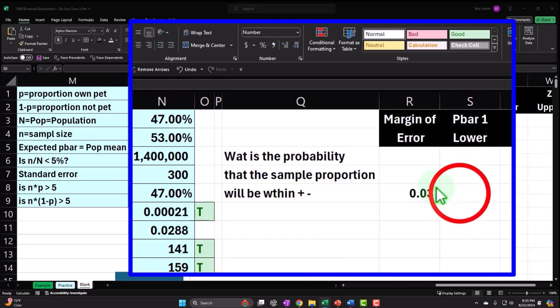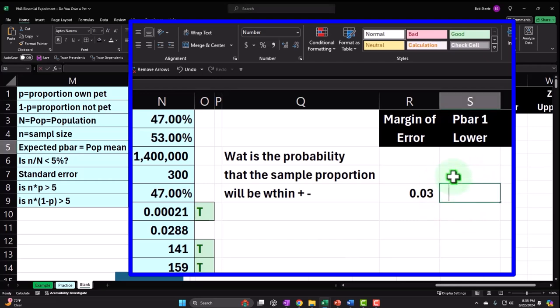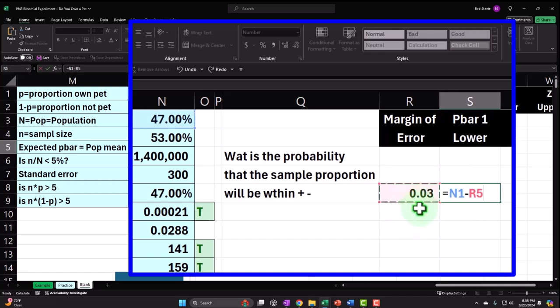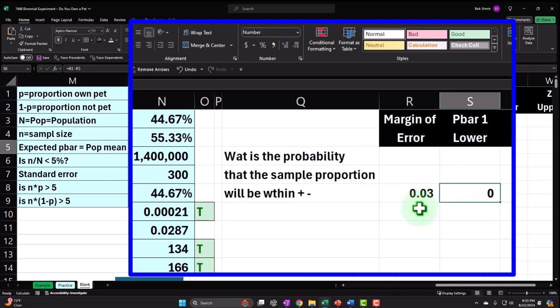So if we were to think about that, we could say, okay, if this is our margin of error, then the lower bit is going to be the middle point, which is the mean, which in this case is just the proportion. That's going to be the proportion of 47. It's going to keep on changing on us. But then we're going to subtract out the margin of error, 0.03, or basically 3%. And there we have it. Let's add some decimals. And we get the 42.